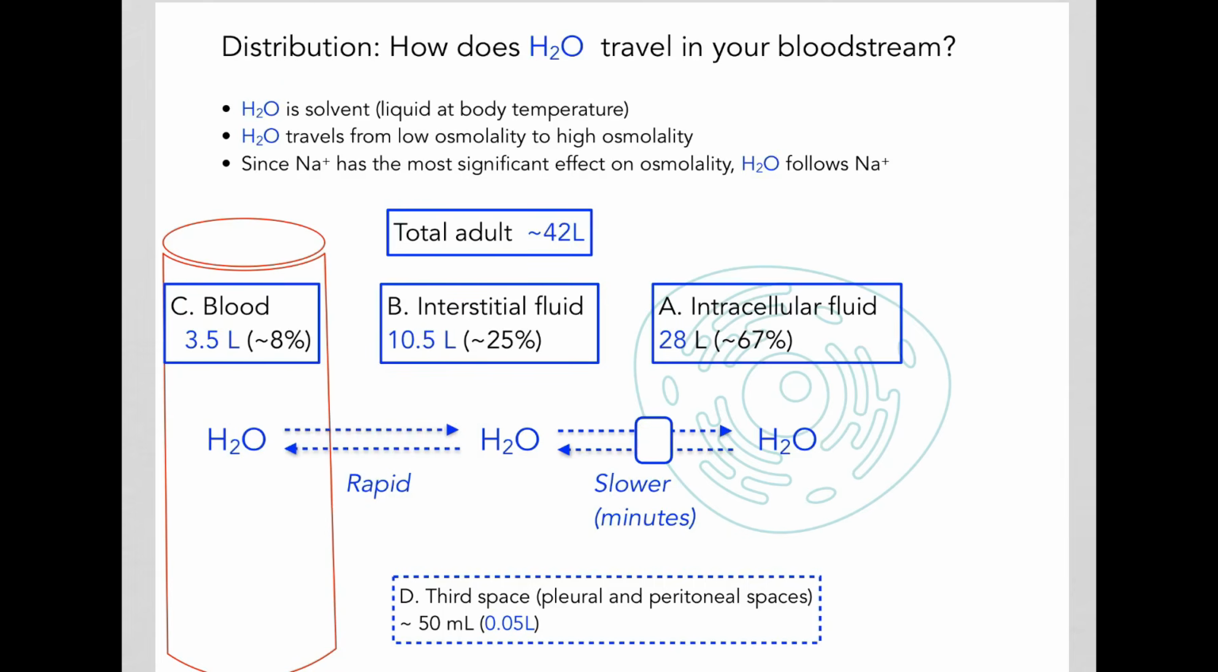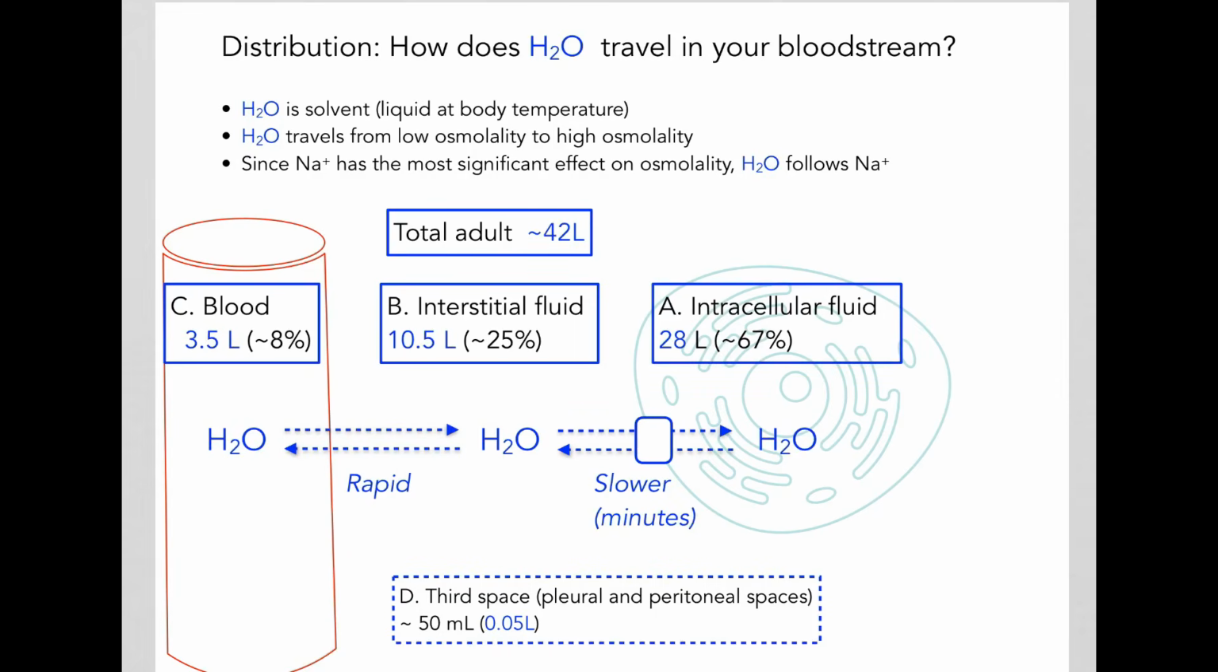Now, most of the water is found inside cells, intracellular, that's about 67%. So if the total body water is about 42 liters in an adult, we are talking about 28 liters, 67% of 42, 28 liters inside the cell. In the interstitial fluid between the cells and the bloodstream, we have about 25%, that's about 10.5 liters. And the least amount of the water, about 8%, is found in the bloodstream, that's about 3.5 liters.